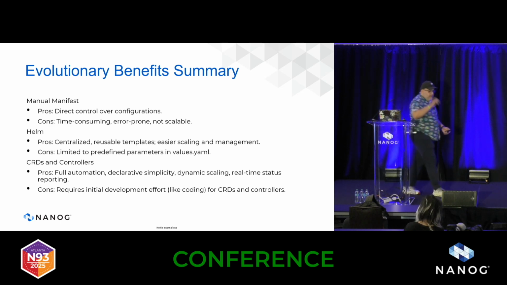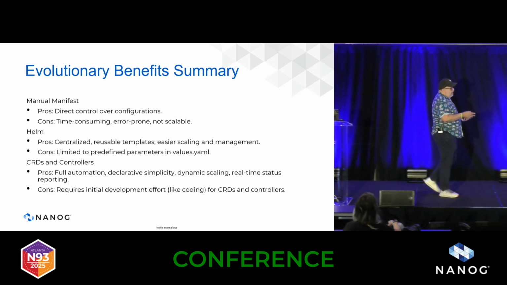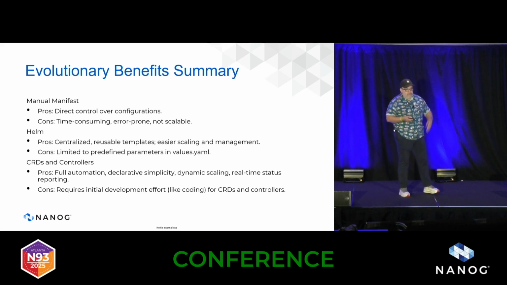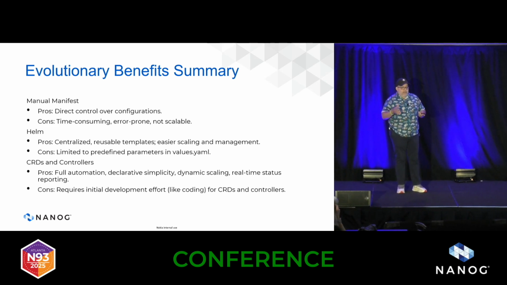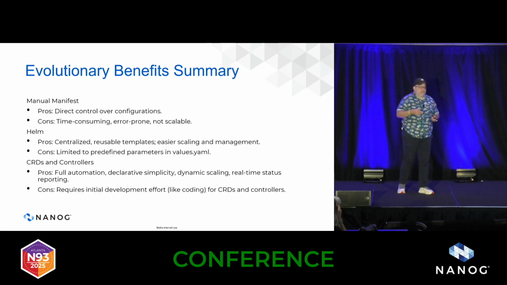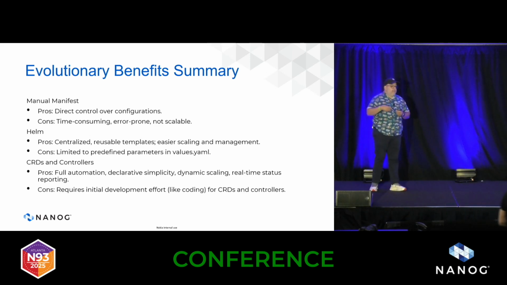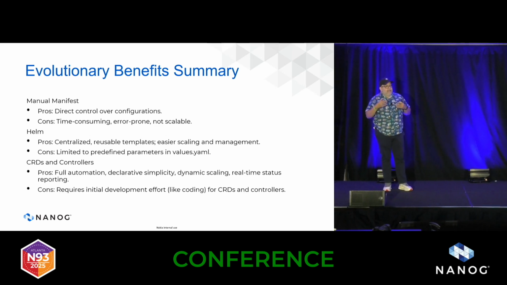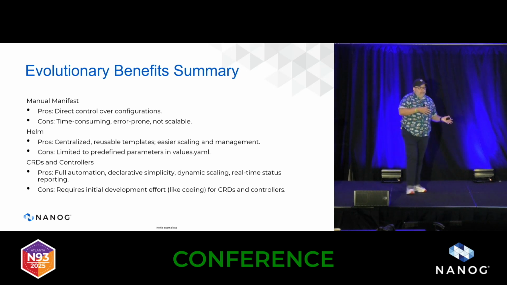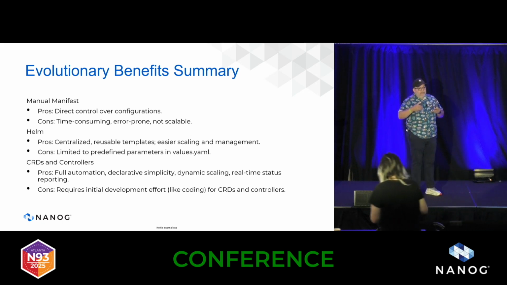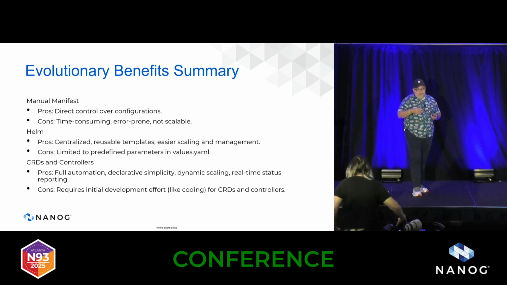So in summary, let's take a look at the evolution that we just did. We started with manual manifests. So what are the pros? The pro is we have direct control over the configuration. The cons are that it's time consuming, it's prone to errors, and it's not scalable. If we go with Helm chart, it gives us a little bit of scalability because we can reuse a template and also just focus on the value file.